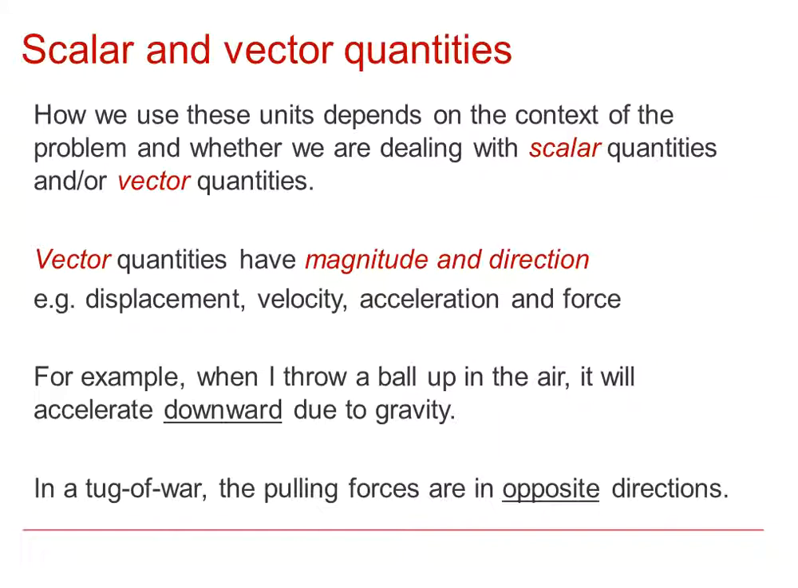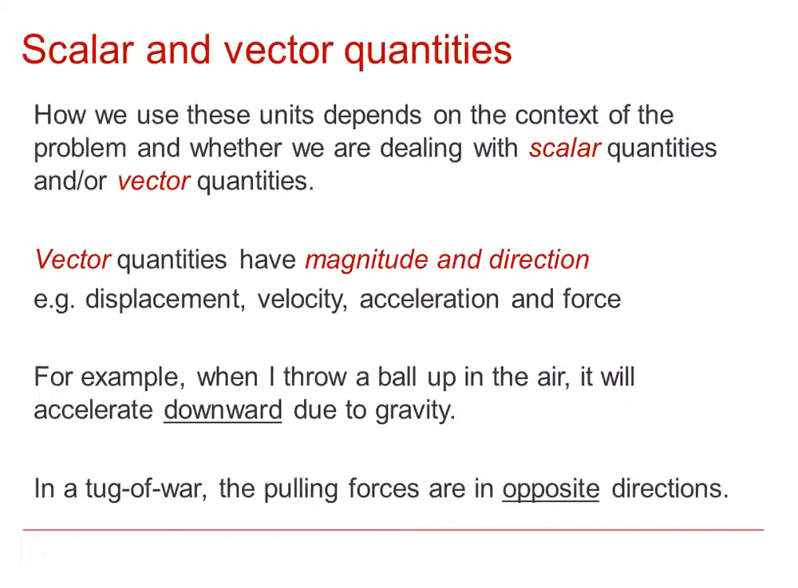If we now look at vector quantities, which have magnitude and direction. For example, when I throw a ball up in the air, I know that it will accelerate downwards due to the pull of gravity. So the acceleration is downwards, and I know the direction of that acceleration. It is a vector quantity.